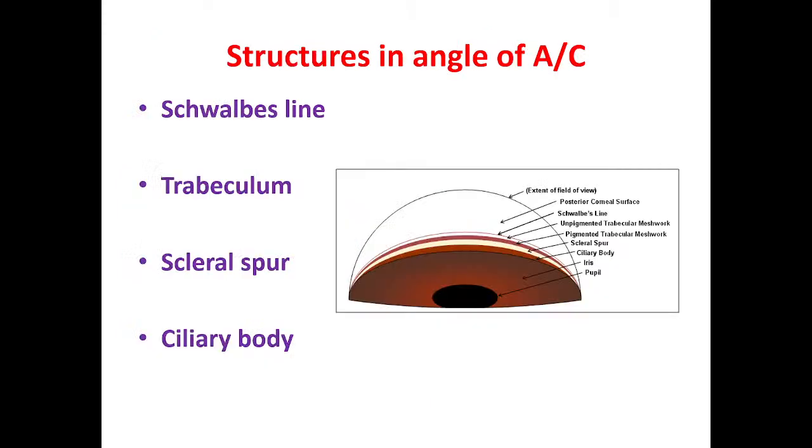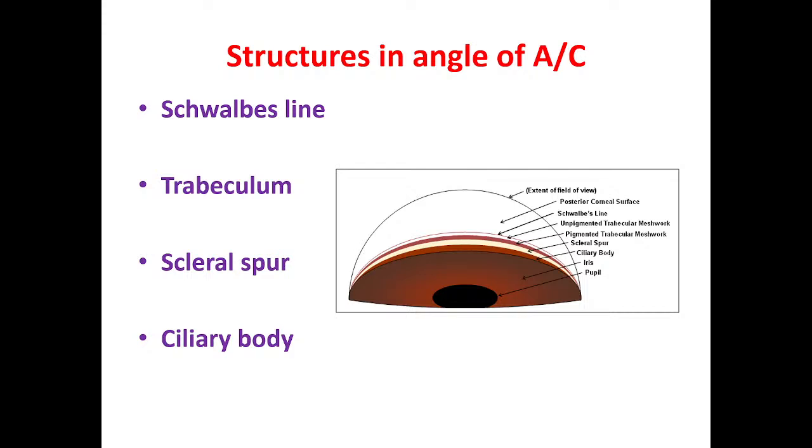Okay. So what are the structures seen in the angle? When you are seeing the angle, what do you want to see? What you see in the angle is the basis on which you classify it as angle closure or open angle glaucoma. Correct. So I told you, between the cornea and the iris there is the dome of the cornea, there is the root of the iris, and here lies the recess, which is the angle of the anterior chamber.